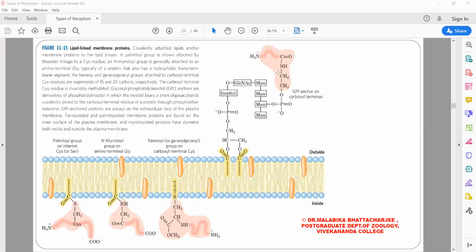So this is how the anchored proteins remain attached either to the inner surface or to the outer surface. To repeat, the palmitoylated and the farnesylated proteins always remain on the inner surface. The GPI anchors always remain on the outer surface, and the myristoyl group proteins can be found on the inner surface as well as the outer surface.